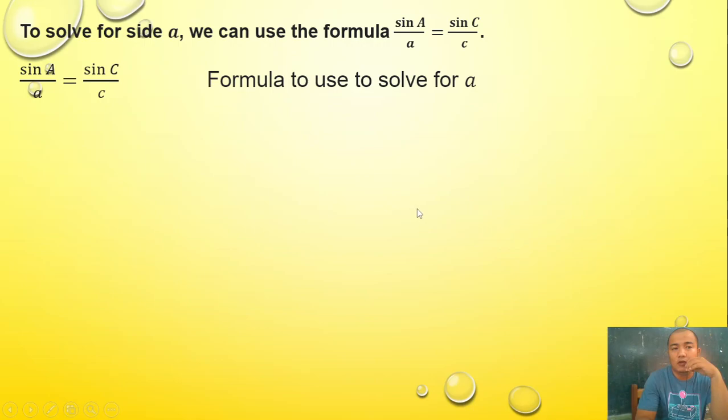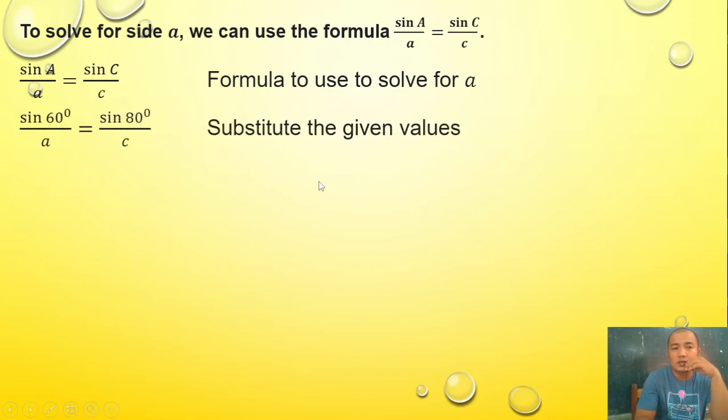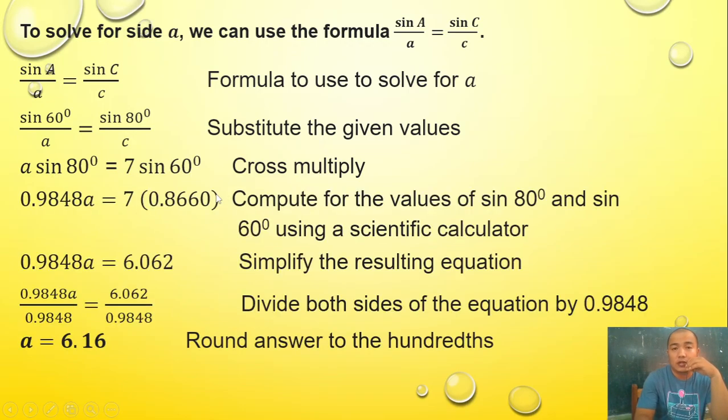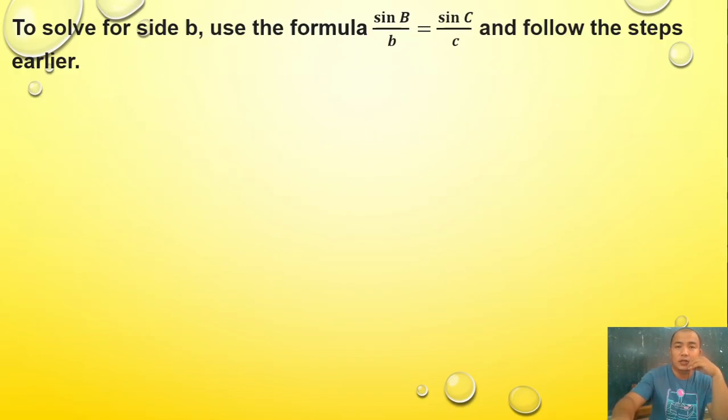Use the formula sin A over a equals sin C over c. Substitute sin 60 over a equals sin 80 over c. But c is 7, so multiply 7 by sin 60 divided by sin 80. Using your calculator, the answer is 6.16.